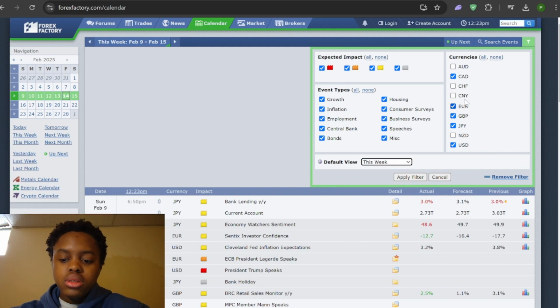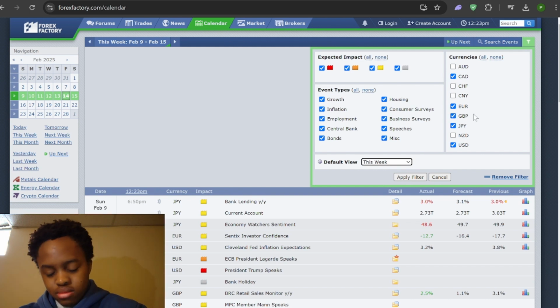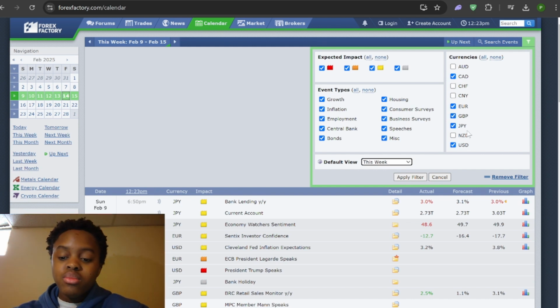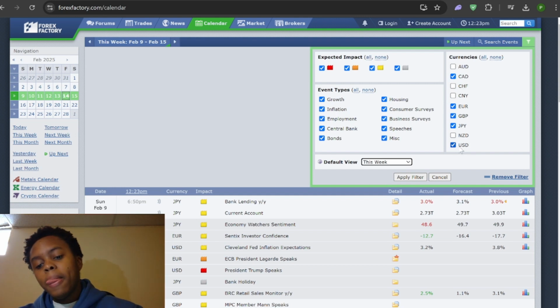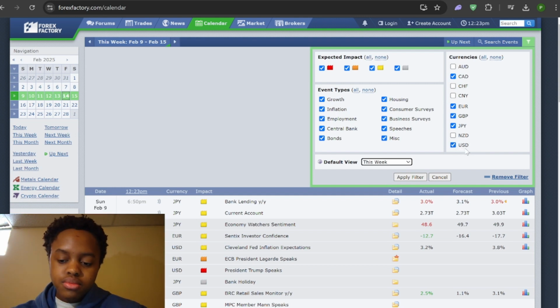CHF, that's Switzerland money. CNY, I just forgot what it was. EUR, that is Euro. GBP, that is Great Britain pound. JPY, Japanese yen. NZD, that's New Zealand dollar. Then USD, United States dollar, basically. I picked JPY, GBP, EUR, and CAD.